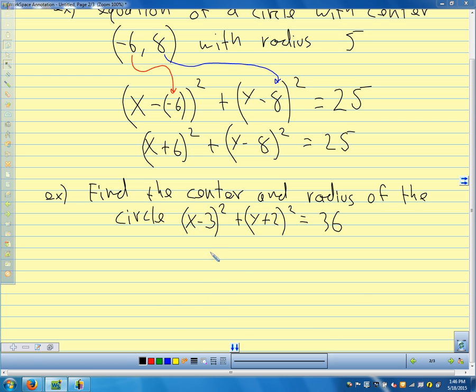So what we're looking for here is a point, something comma something, and our radius. If this is r squared, what's our radius? We take the square root, so the square root of 36 is 6. And for the numbers, take whatever's here, change the sign. Put whatever's here, change the sign. And that's it. That's all you have to do.